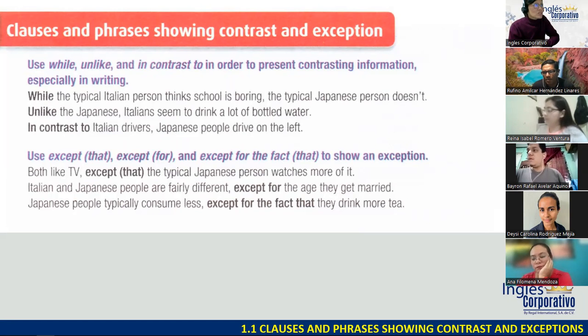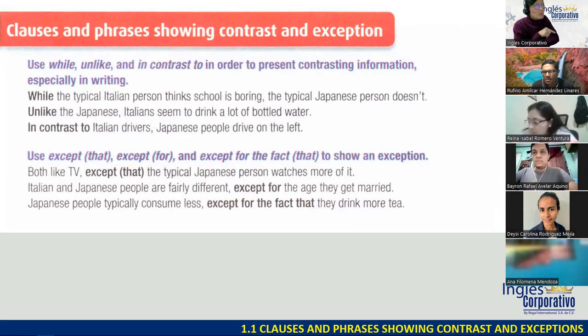Because as Reina was just sharing with you, the independent clauses are complete thoughts. It's a complete idea that can stand on its own. If I say this sentence or this clause, people will understand what I'm saying. But the dependent one is an incomplete thought. It's an idea that makes you say, what do you mean? That's an incomplete sentence, an incomplete idea.